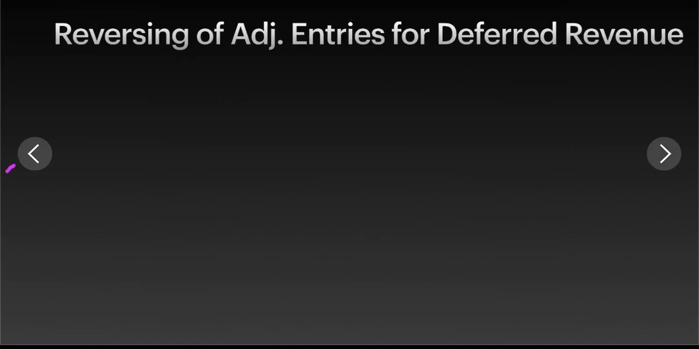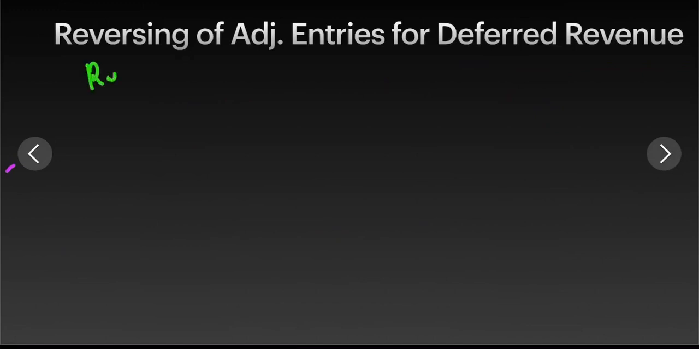The third item that is qualified to be reversed is the adjusting entry for deferred revenue. However, not all accounting for deferred revenue is to be reversed. What does it mean? Again, a little recap. When we say deferred revenue, you are postponing the recognition of revenue.